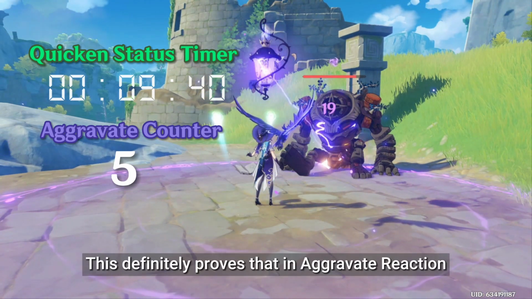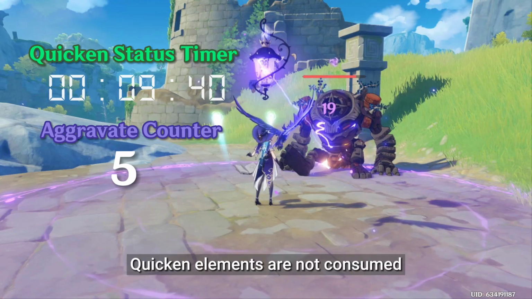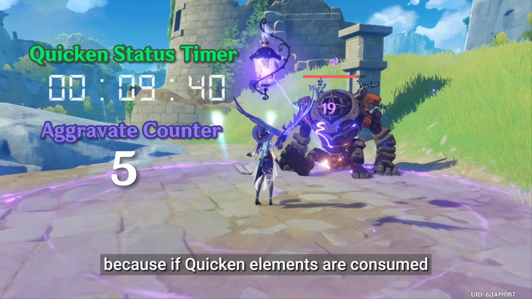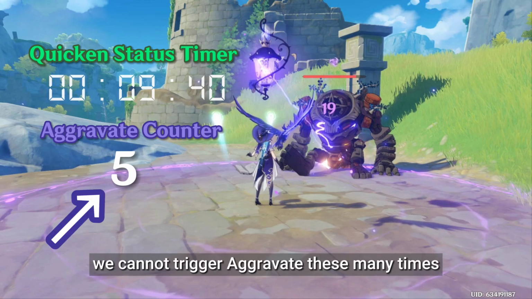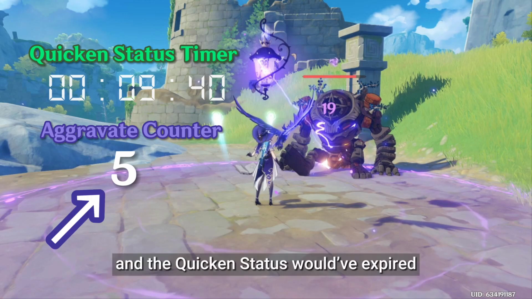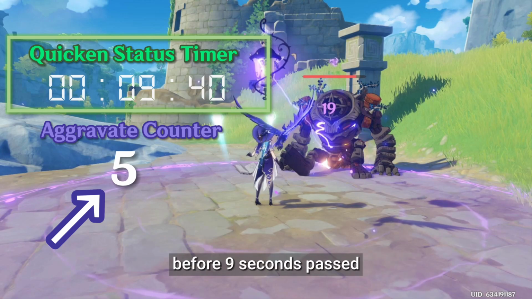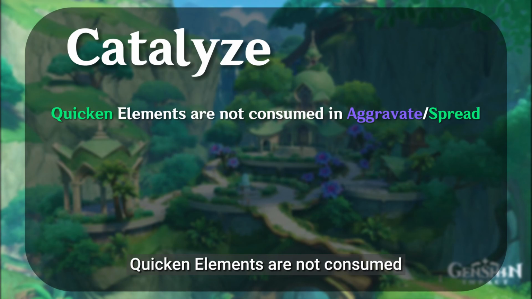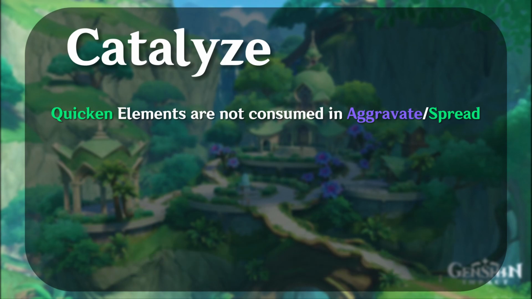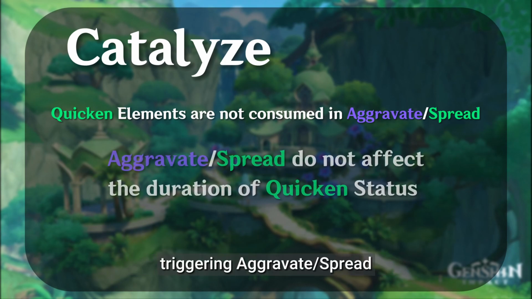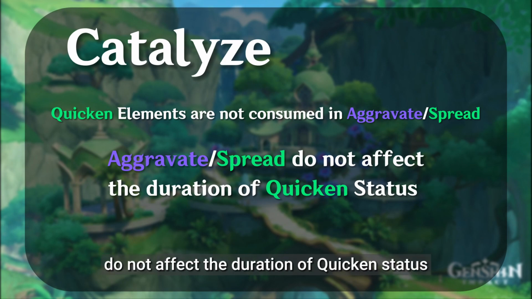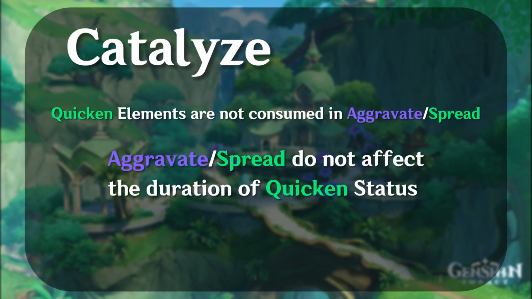This definitely proves that in Aggravate reaction, Quicken elements are not consumed. Because if Quicken elements are consumed, we cannot trigger Aggravate this many times, and the Quicken status would have expired before 9 seconds passed. So this clip shows that Quicken elements are not consumed in either Aggravate or Spread. In other words, triggering Aggravate or Spread does not affect the duration of Quicken status.